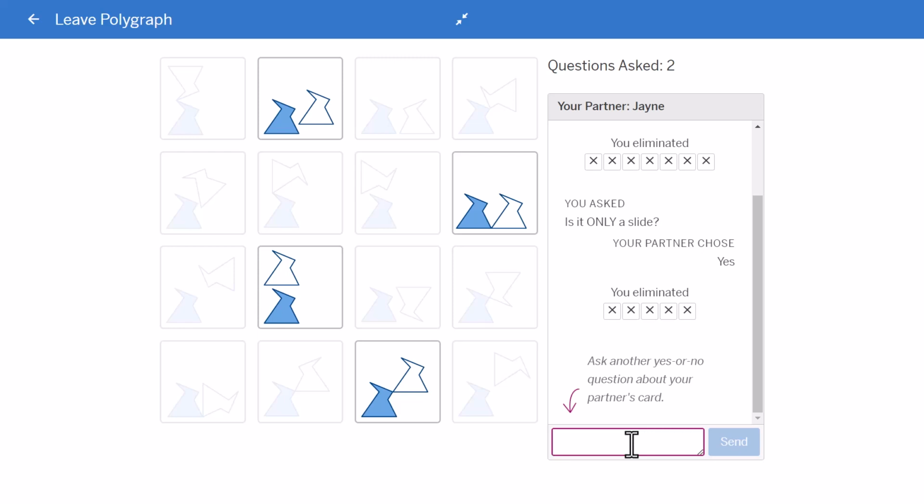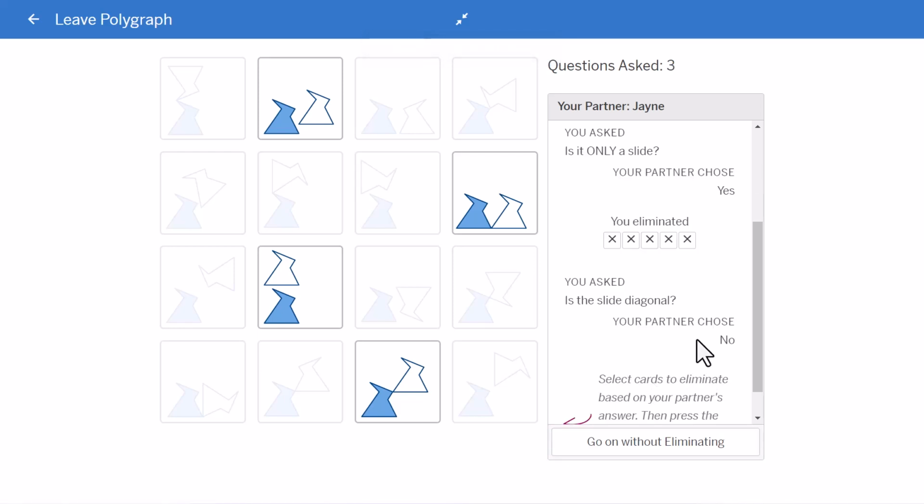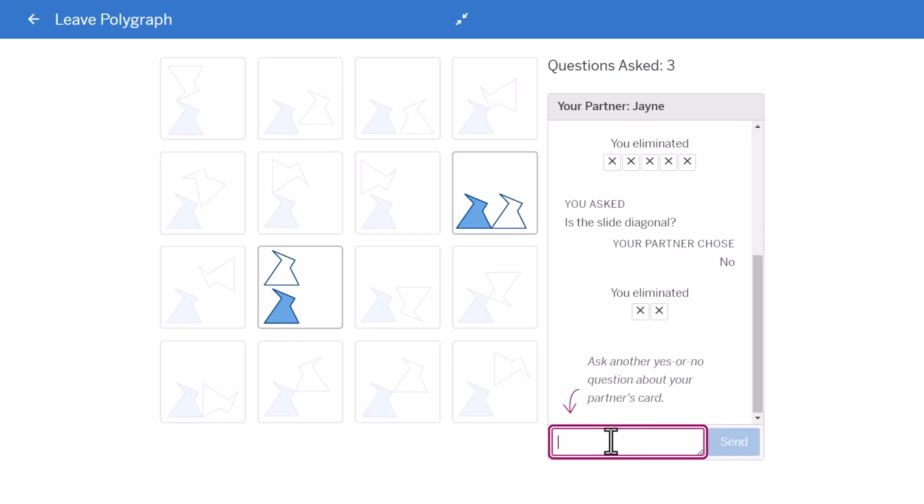I'm just going to keep playing this out so you can see what the final answer is in case you're dying to know. I ask, is it diagonal? My partner said, no, it's not diagonal. Okay, well then it can't be this one and it can't be that one. And I'll finish by saying, I want to know, is it up and down or is it left and right? But I can only ask yes and no questions.